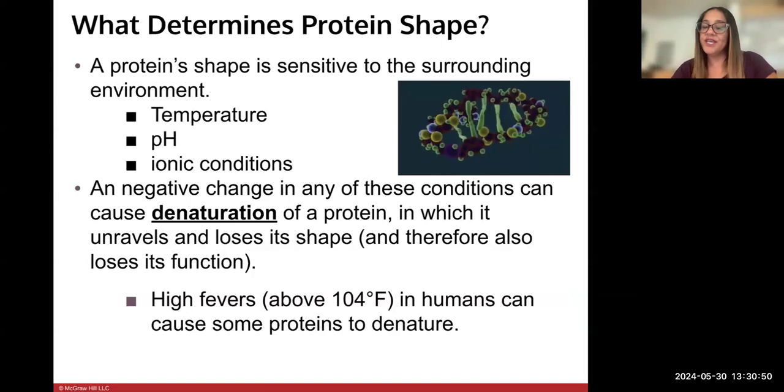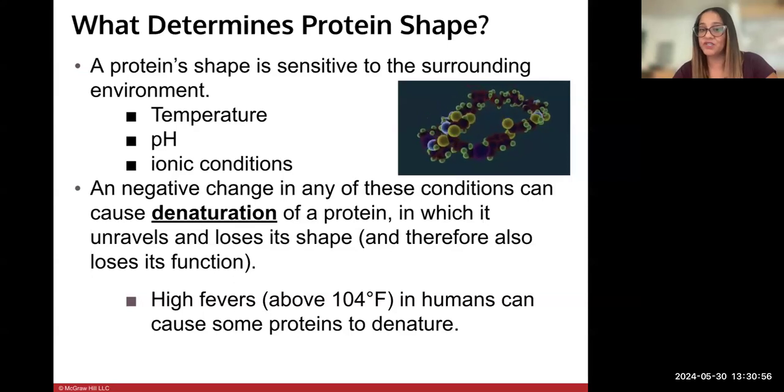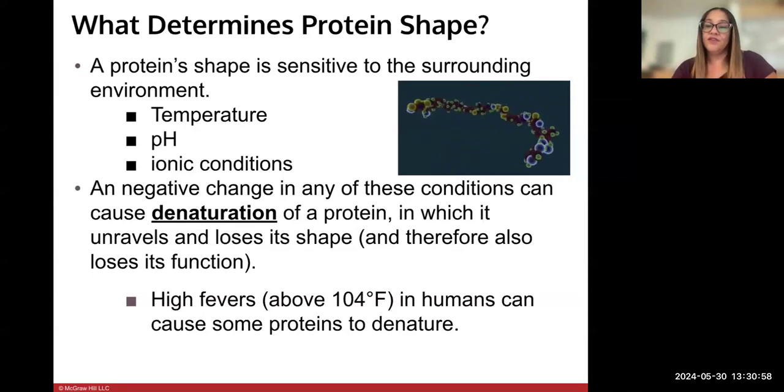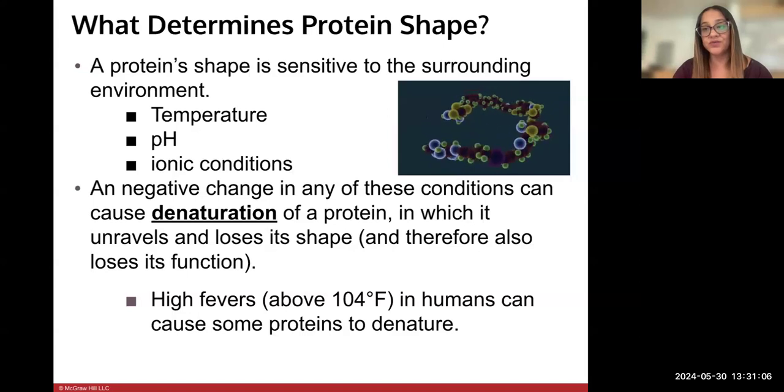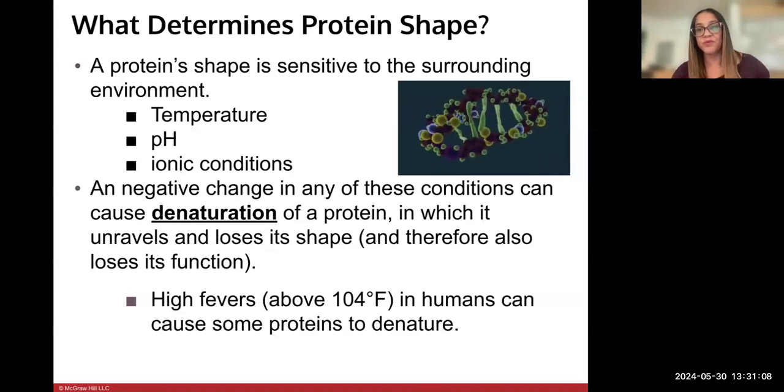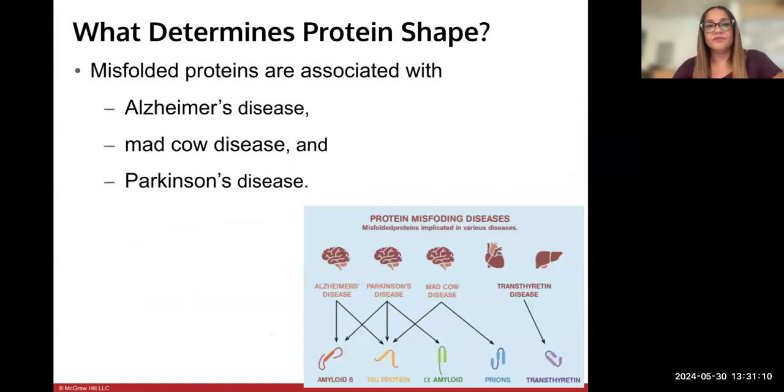A negative change in any of these conditions can cause denaturation of a protein, where it unravels and loses its shape, which is what is being modeled in the GIF there. And therefore, when it loses its shape, it also loses its function. High fevers, above 104 in humans, can cause proteins to denature and stop functioning properly. Misfolded proteins are associated with various diseases: Alzheimer's, mad cow disease, Parkinson's disease.